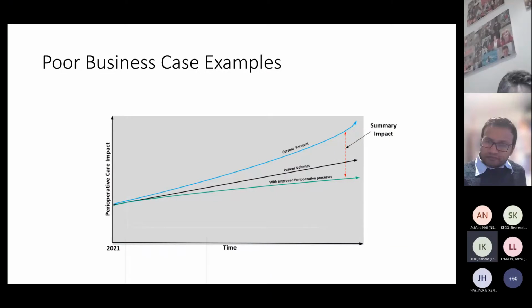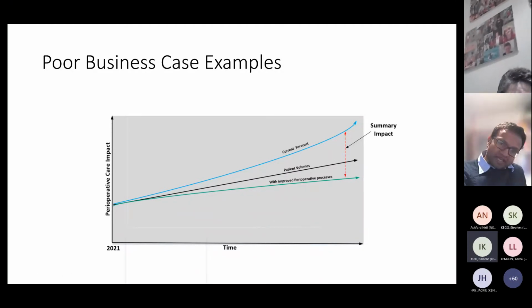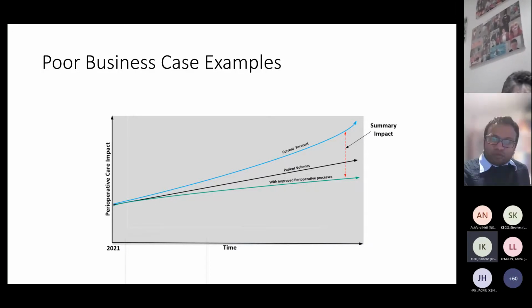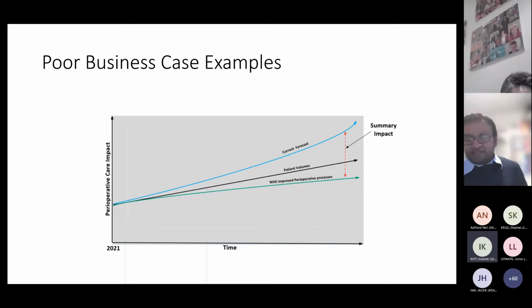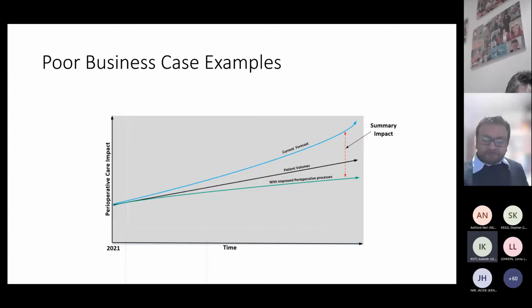So this is an example of something that I thought was a poor business case graph. This was something that I came across while I was reviewing a business case, and I don't even know what it means. I don't know what perioperative care impact is. Is that a good thing? Is that a bad thing? Is higher good, lower bad? I don't know. What kind of time scale is that? It doesn't really say. It is a nonsense of a graph.